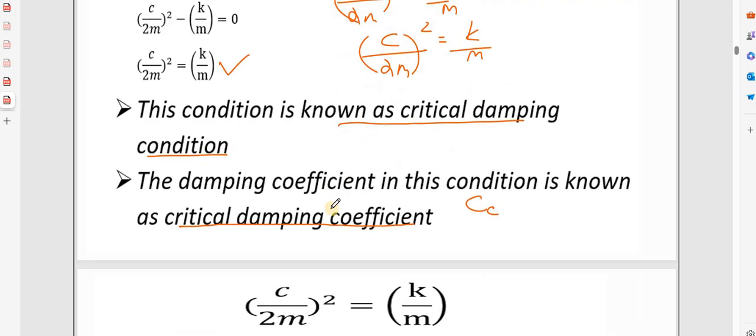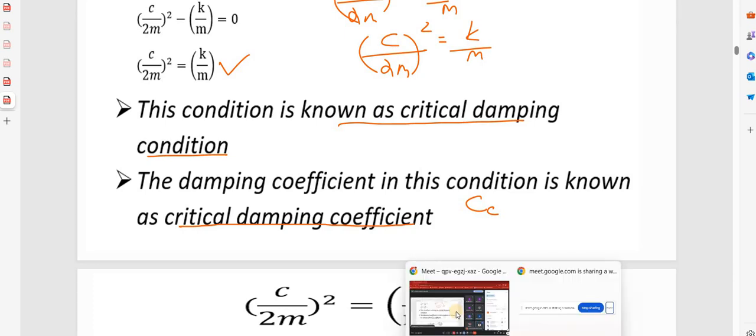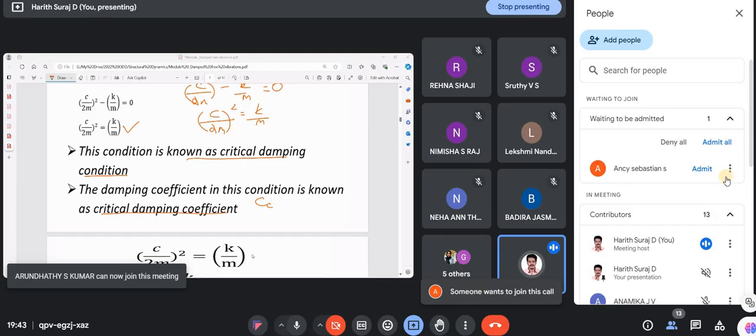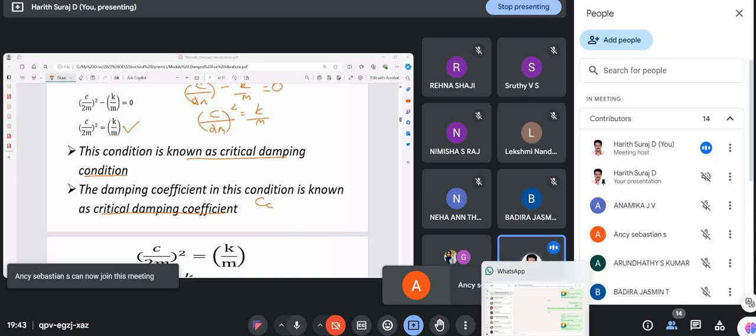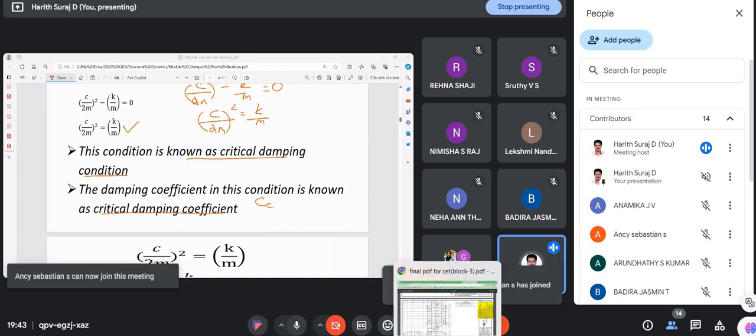Now we will be studying some terms. The first term that we will be looking at is Cc, the critical damping coefficient. That is the first term that we will be looking at today.